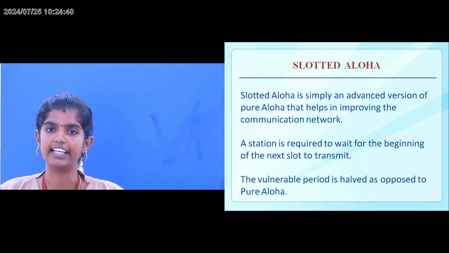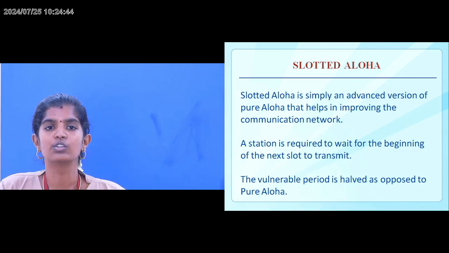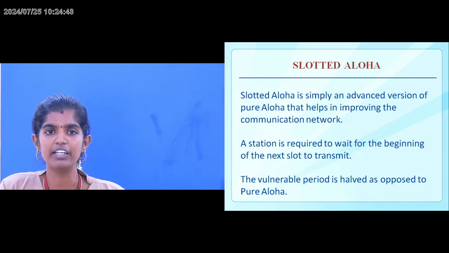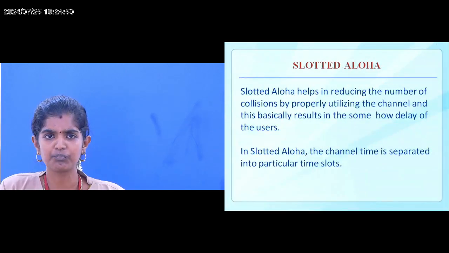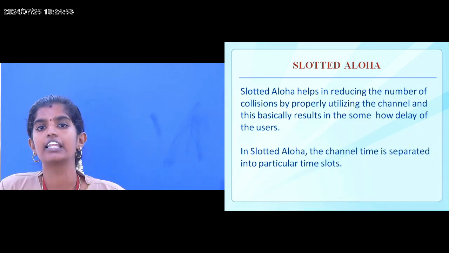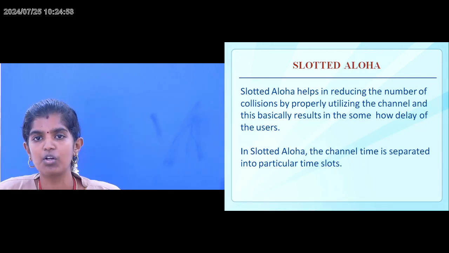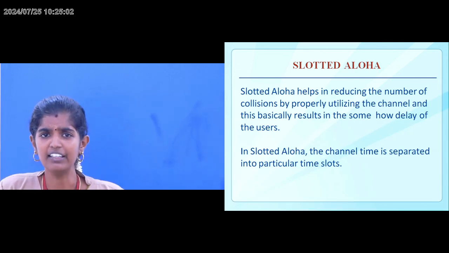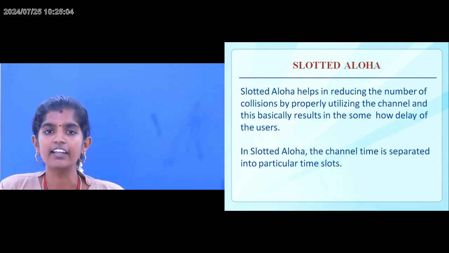Station 1 sends the data, so the others will be idle at that time. If all of them send at the same time, the data will be garbled. Slotted Aloha helps to reduce the number of collisions because the acknowledgement is available. So the time of collision will be reduced, and the delay time will be reduced.